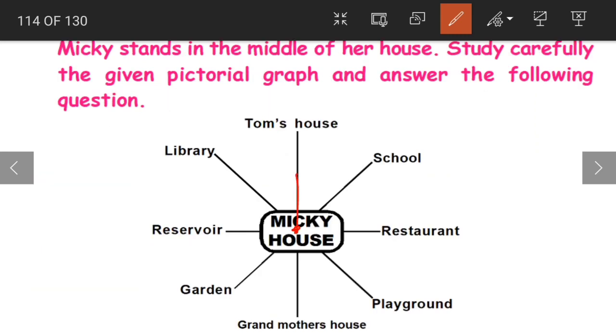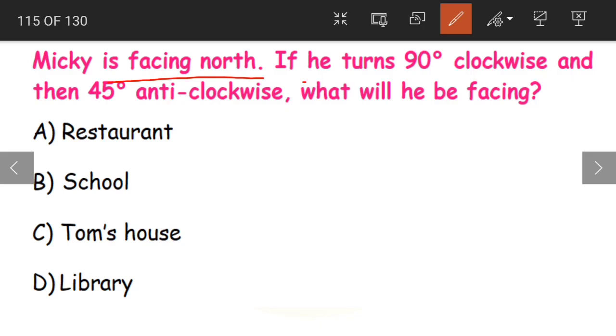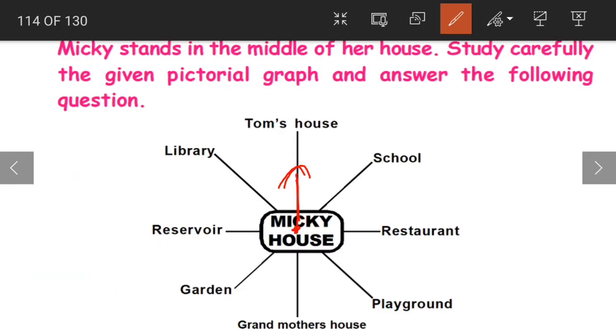Mickey is facing north. North means this side, yes or no? So she is facing north and then turns 90 degrees clockwise. What is 90 degrees from this point, children? Here, L shaped. This is 90 degrees clockwise.